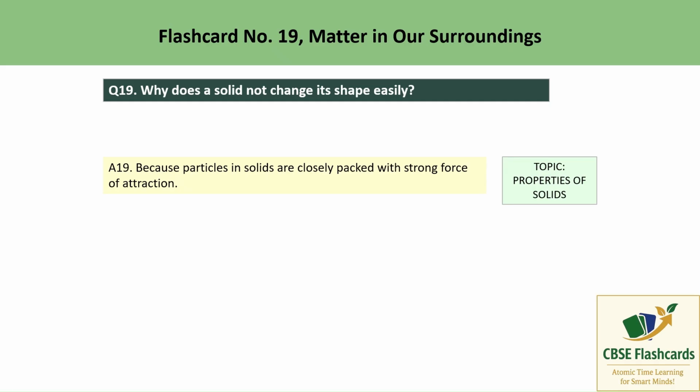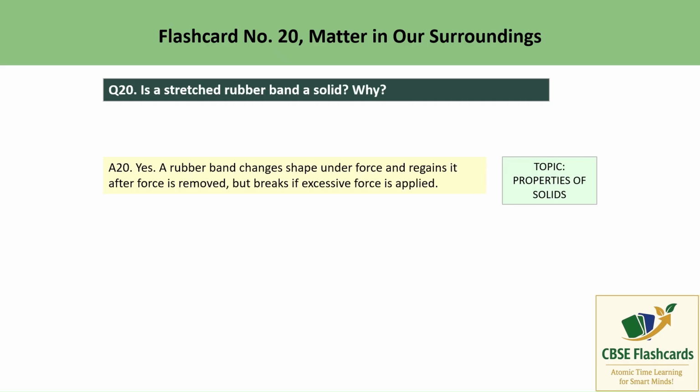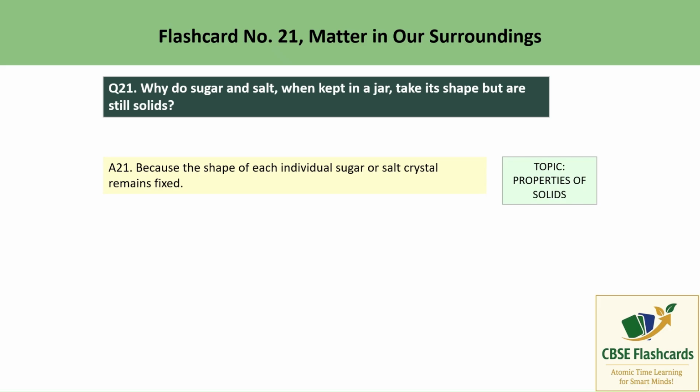Now a common doubt. Is a stretched rubber band a solid? Yes, a rubber band changes its shape under force and regains it after the force is removed, but breaks if excessive force is applied. Another everyday example. Why do sugar and salt, when kept in a jar, take the shape of the jar but are still solid? Because the shape of individual sugar or salt crystal remains fixed.